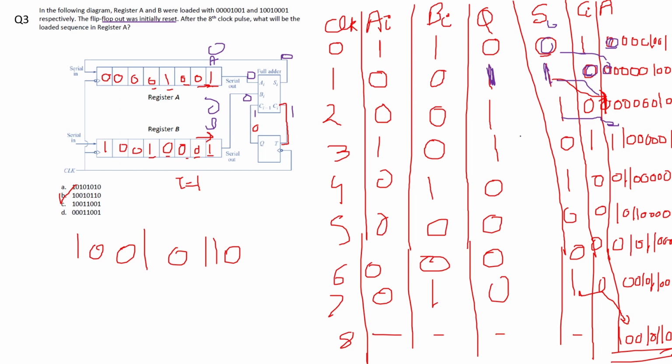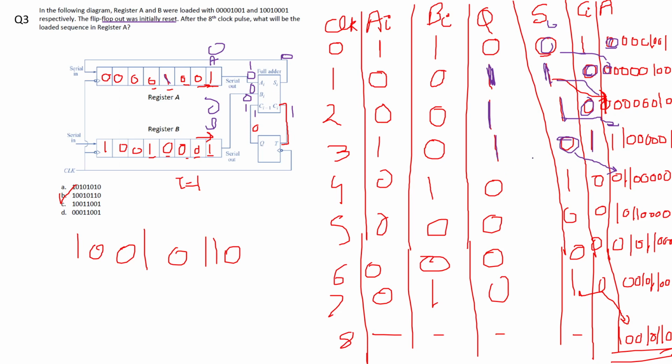Now we have clock cycle 3. CI was 0, so Q will remain as 1, and my inputs are 0, 0, so the sum will be 1, and CI will again be 0. Again my Q will be equal to 1, my AI and BI are 1, 0, so the sum will be 1 plus 1 plus 0, so A is 1, B is 0 and C is 1, so sum is equal to 0 and carry is equal to 1, and this 0 will go here to the next cycle.